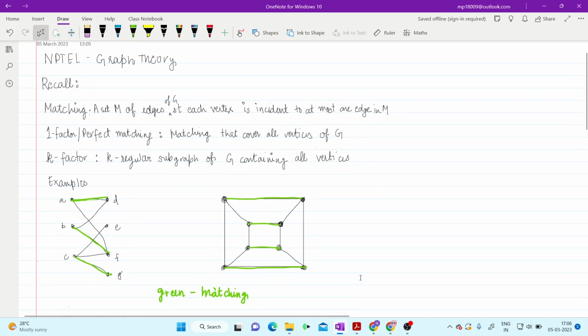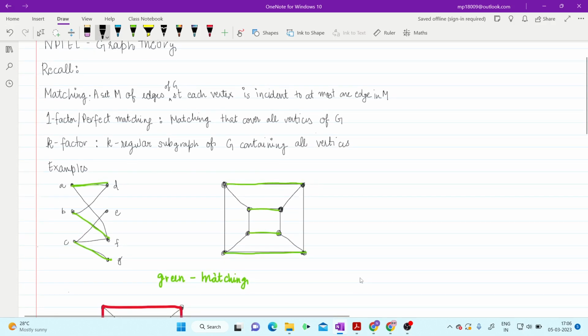Now here are a few examples. You can see the first graph here. This is a bipartite graph, and the edges colored green are a matching. A matching is a set of edges such that each vertex is adjacent to at most one of the edges. So this is a matching of this graph G. Similarly, this graph need not be bipartite, and all these green edges are a matching, because in this case also all the vertices are adjacent to at most one edge.